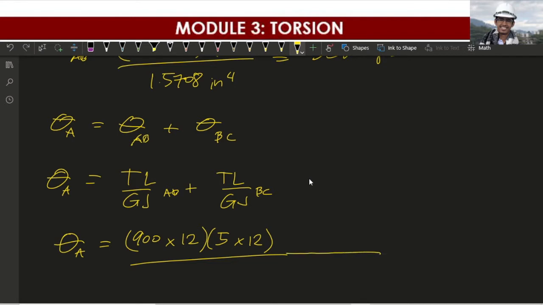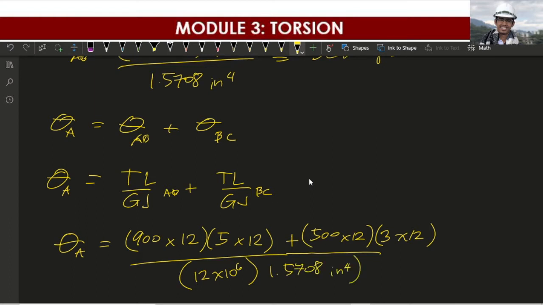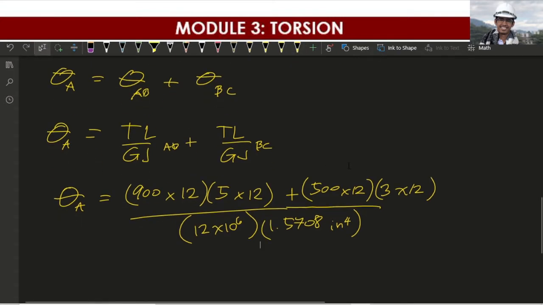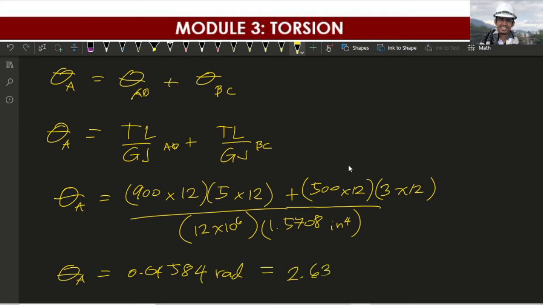JG, so that will be plus, so the other one is 500 times 12 times yung length niya, that is 3 feet, so times 12 ulit, over yung G natin, that is 12 times 10 raised to 6 times yung J, that is the polar moment of inertia, 1.5708 inch raised to 4. Okay? So therefore, yung ating angle of twist at end A that is equal to 0.04584 radians, or that is equal to 2.63 degrees. Okay, so this will be our final answers.